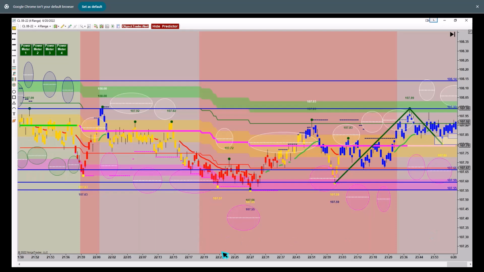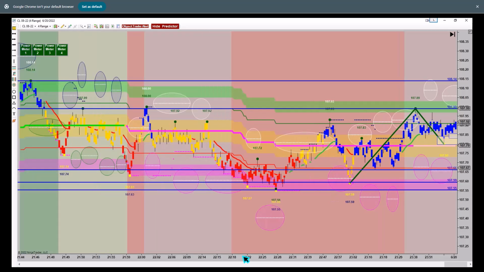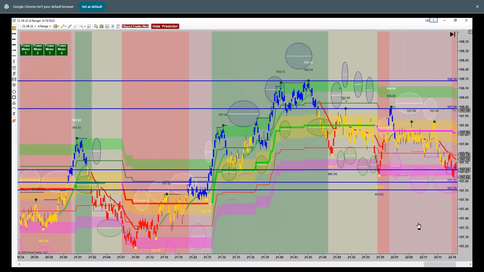Now, let's look at some other phantoms and see if you can see the difference. Where's your lightning 3 on this particular chart as it did the phantom? Let me show you.